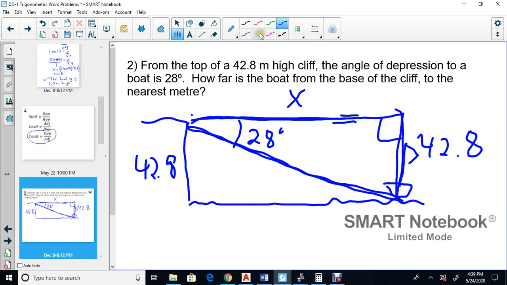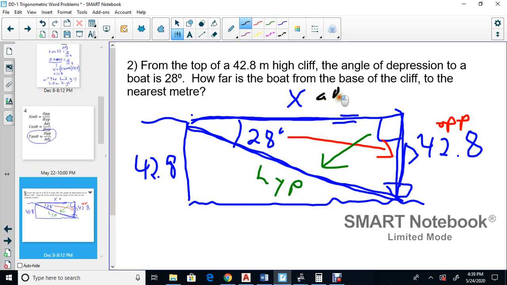Okay, let's label all the sides here. So we'll start here across. Across from the angle is the opposite. Oh, across from the 90. I should have maybe done that one first. Across from the 90 is the hypotenuse. And that leaves the last one here, the very last one. It leaves it as the adjacent.